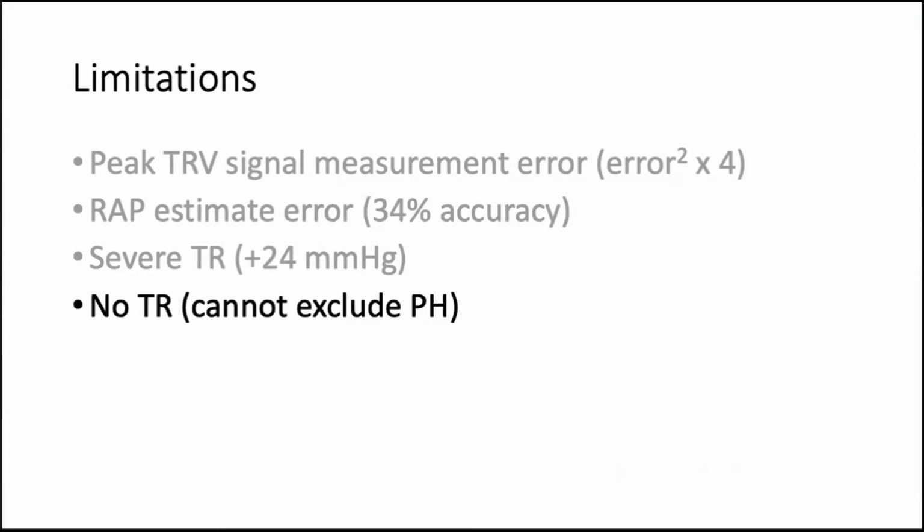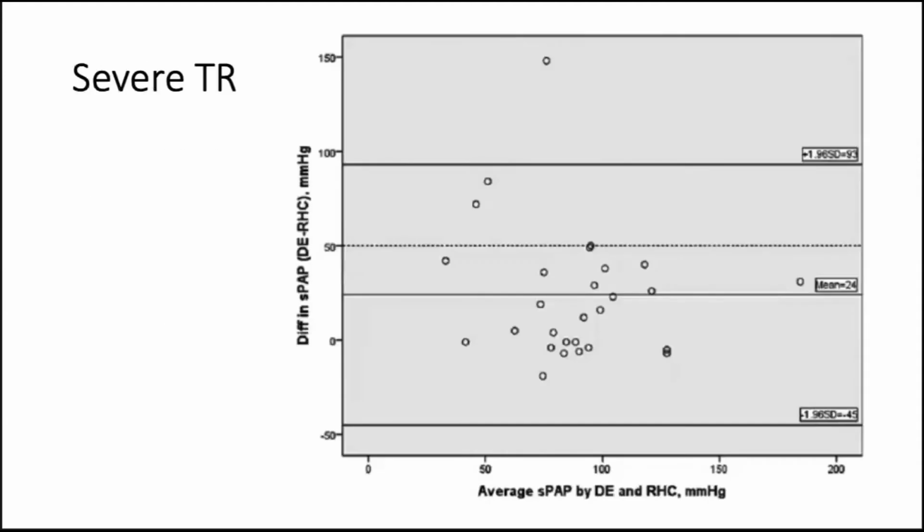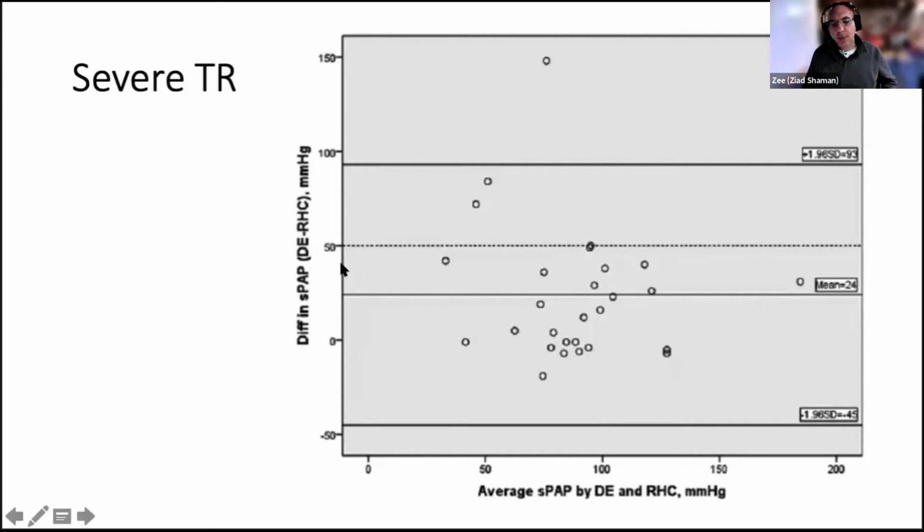So Z, can I ask a question? Yeah. Is that error then mostly coming from the measurement of the right atrial pressure? Because you really don't overestimate the velocity with the Doppler, right? You wouldn't overestimate that velocity. If anything, you'd underestimate it.